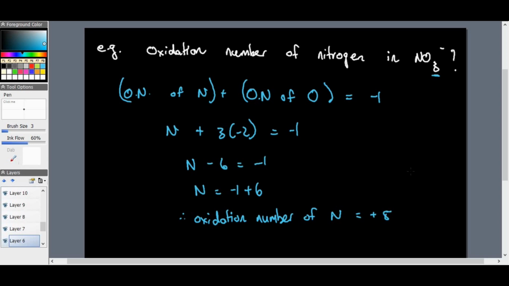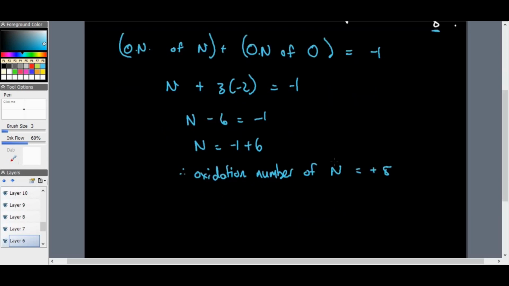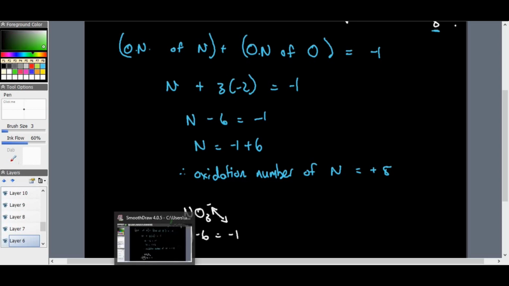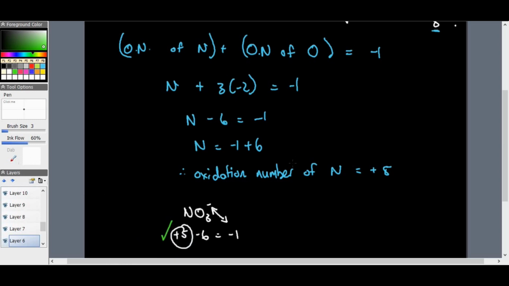Because in the nitrate ion, let's bring it up again, NO3 minus, we've got positive 5, and 3 times minus 2, that's obviously minus 6. 5 minus 6 is equal to minus 1. These numbers match up, therefore we know that positive 5 is indeed correct. And that's how finding the oxidation numbers works. Sorry, I moved my mouse there. That's how they work.